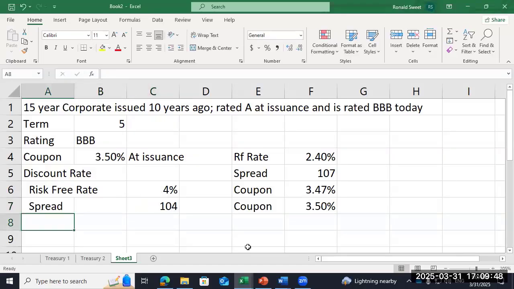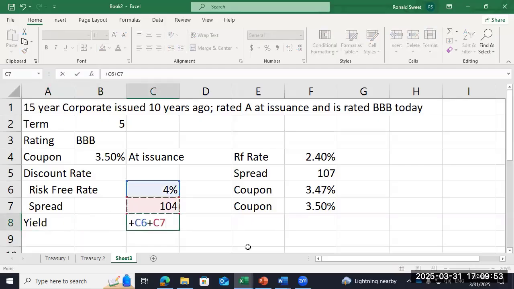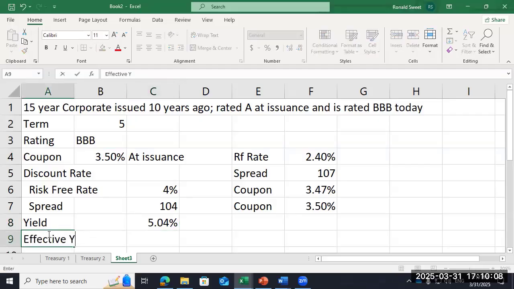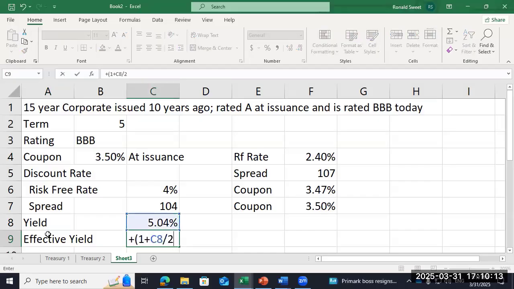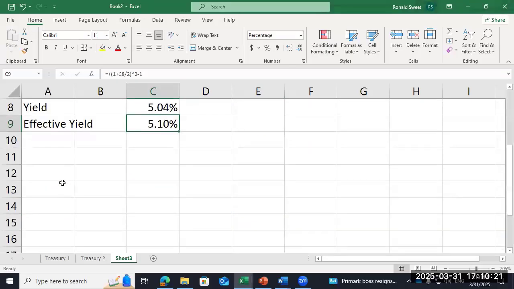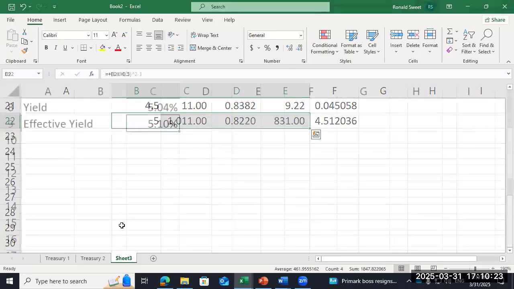So what is my current yield? 4% plus 104 is 5.04%. Is this a premium bond or a discount bond? It pays 3.5. In the market, you can get 5.04. It's going to be a discount bond. Get your effective yield the same way as before: 1 plus 0.0504 divided by 2, raised to the second, minus 1, 5.10. And then we do everything we did over here the same way.